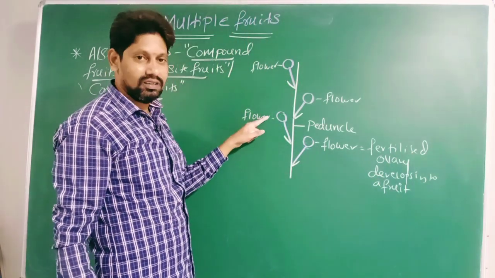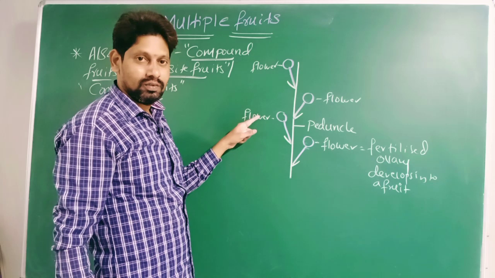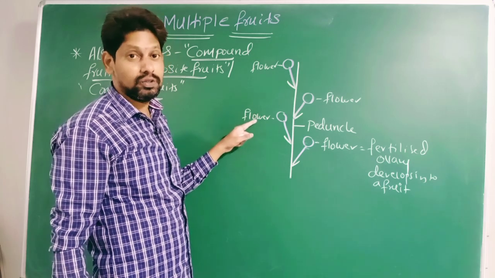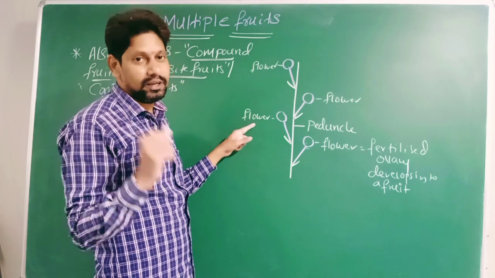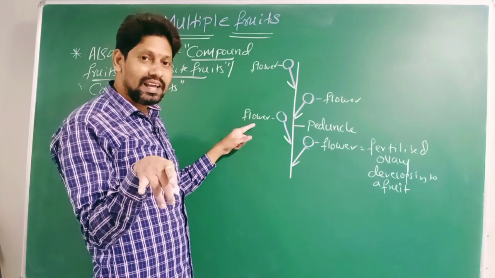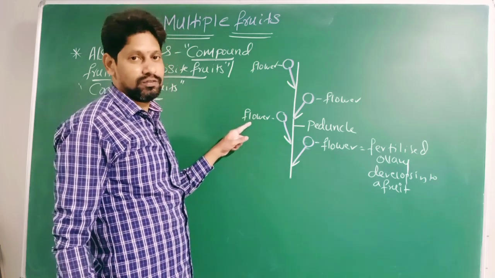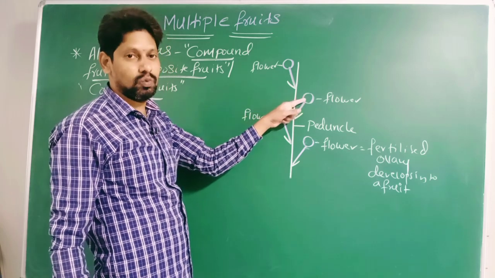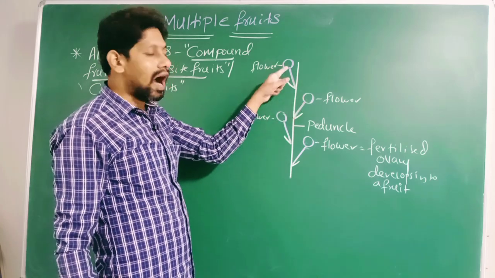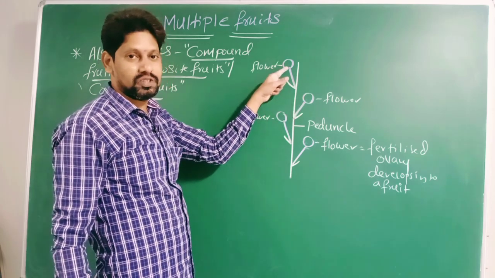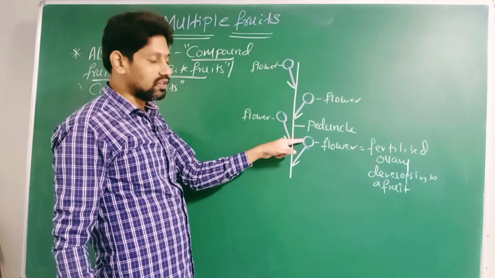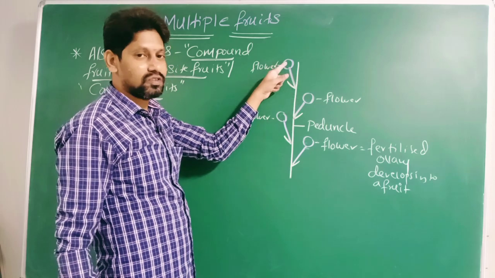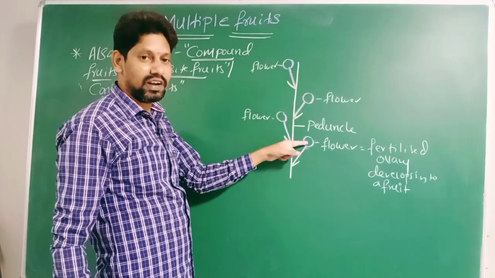A flower has a gynoecium. The unit of gynoecium is the carpel. In that carpel, the ovary will be there, no? After fertilization, the ovary develops into a fruit. Observe the statement. Are these fruits developed from one flower or from different flowers?